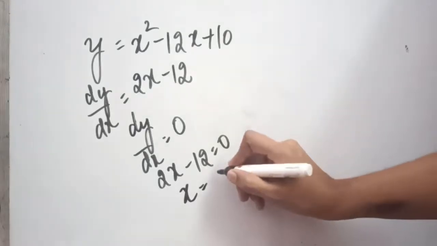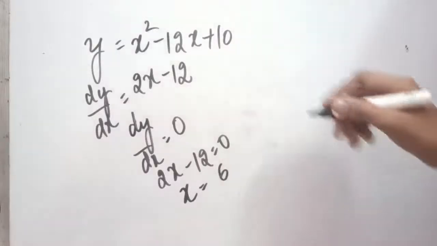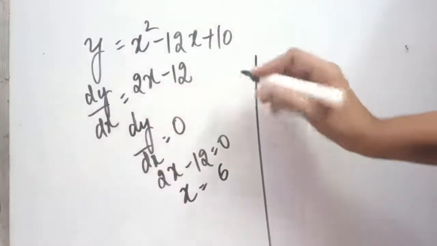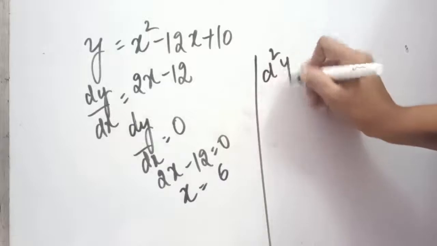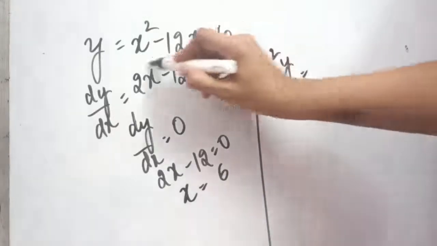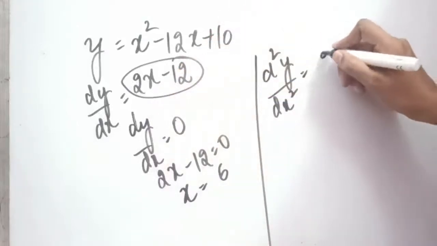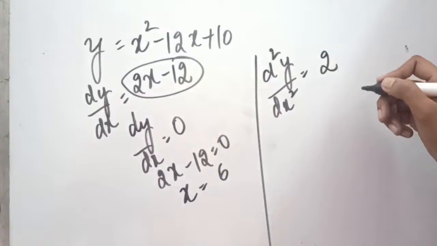So x here comes out to be 12 divided by 2, that is 6. Now coming to the next step, again you have to take the rederivative, that is d square y divided by dx square. So if you take the derivative of 2x minus 12, I hope you all understand, it will be 2.